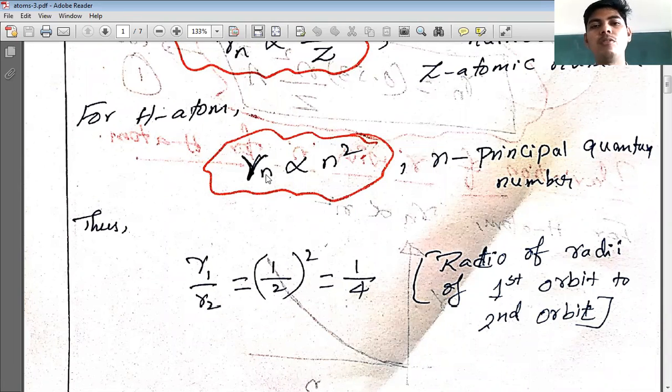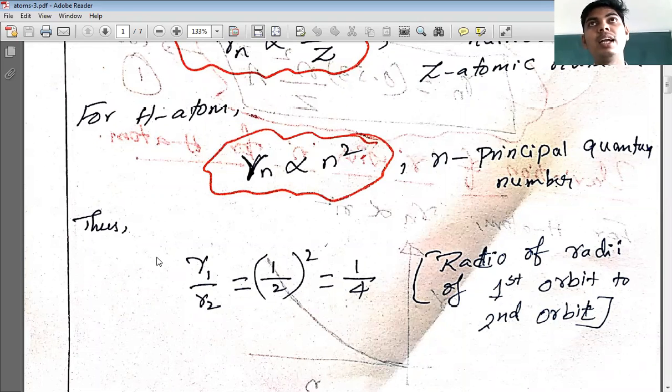See, the radius of the nth orbit is proportional to n square. If you calculate the ratio of the radii of the first and second orbit of a hydrogen atom, r1 by r2 will be equal to, first orbit means n will be 1, second orbit means n will be 2. So it becomes 1 by 2 whole square, because radius is proportional to n square. The principal quantum number has to be squared. The principal quantum number just represents the number of the orbit. First orbit, second orbit, that has to be whole square. 1 by 2 whole square will be 1 by 4.